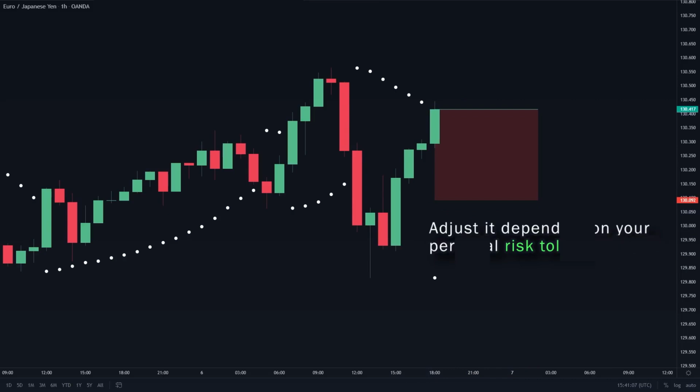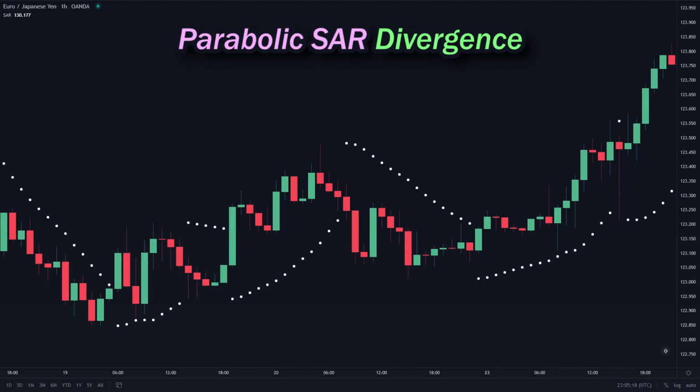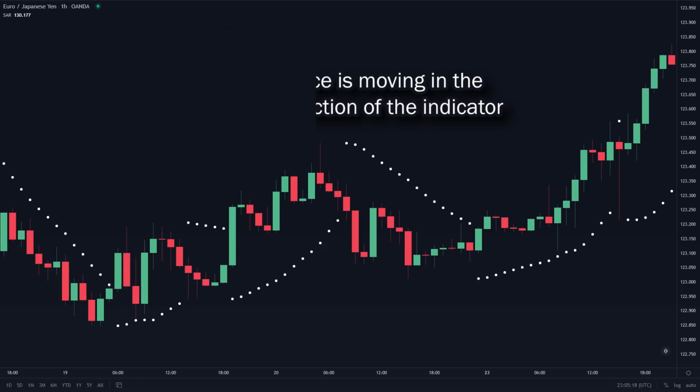Now moving on. The next high win rate strategy that you can use with the Parabolic SAR is by using it to find divergences. So first, what is a Parabolic SAR divergence? A Parabolic SAR divergence is when the price is moving in the opposite direction of the indicator. Let me show you an example.